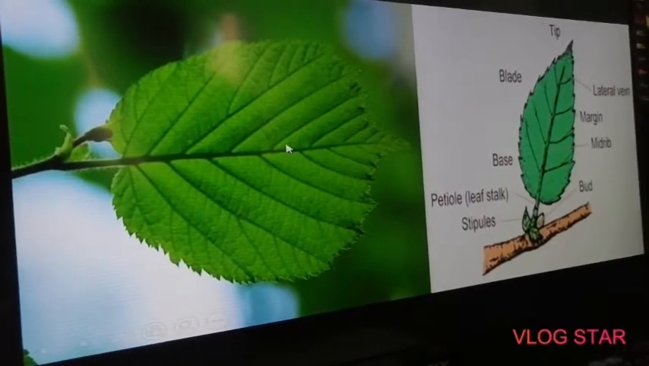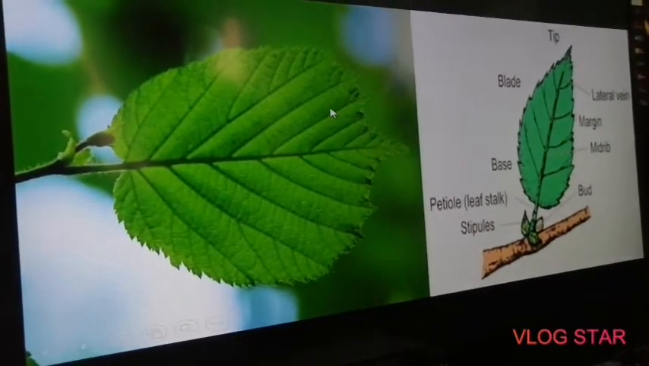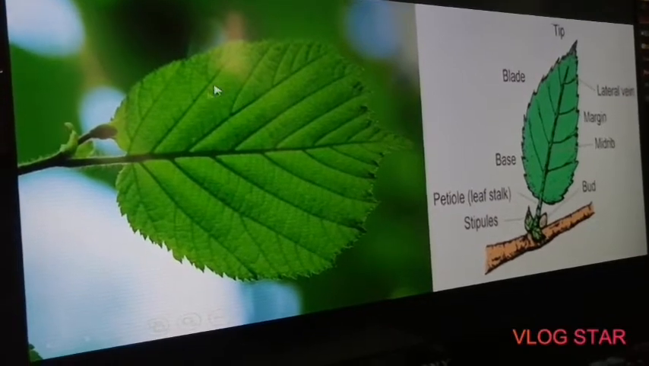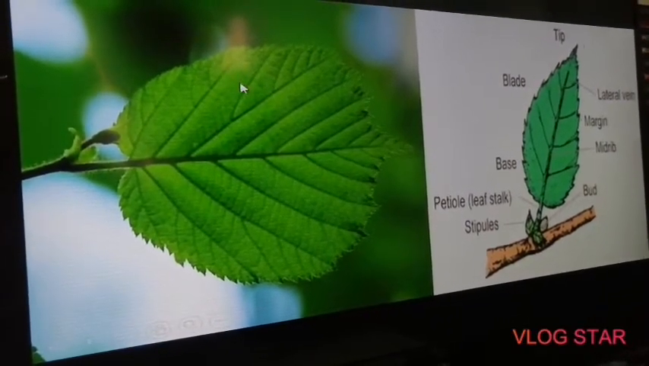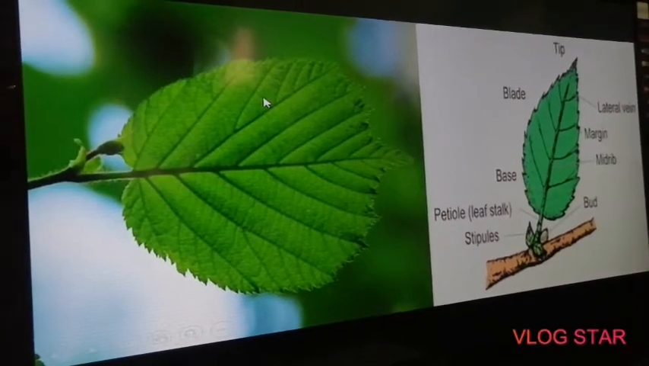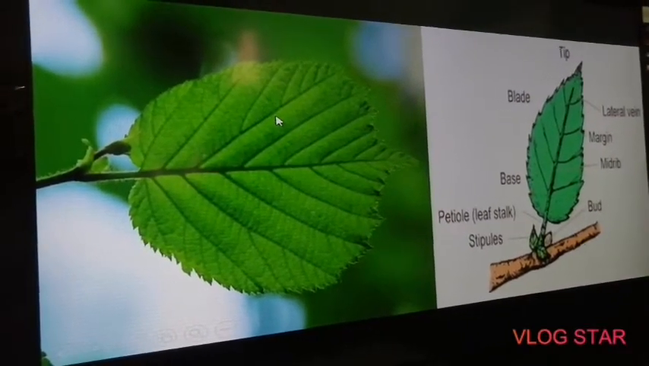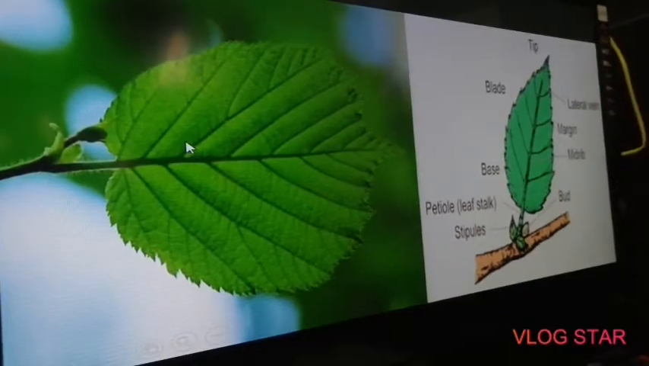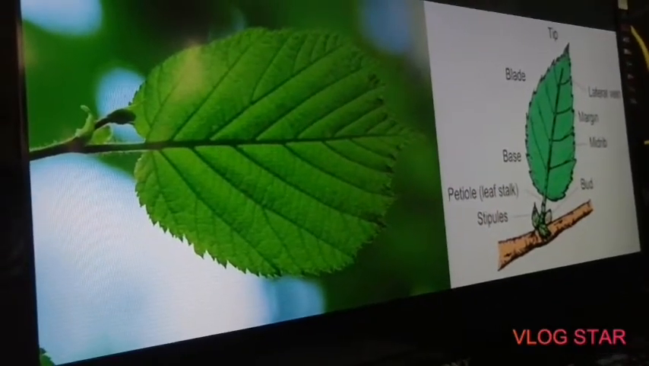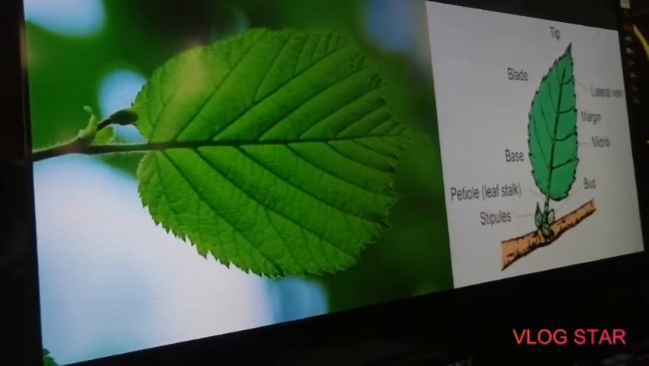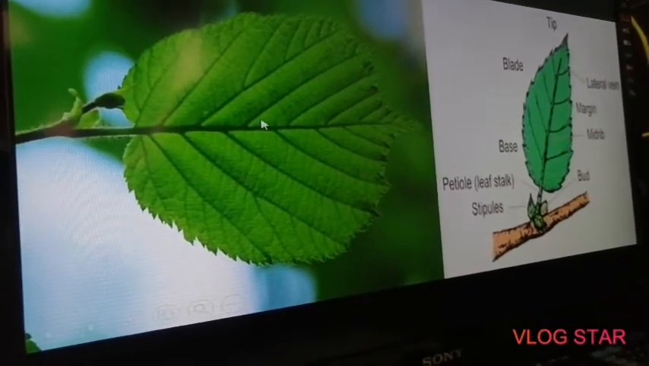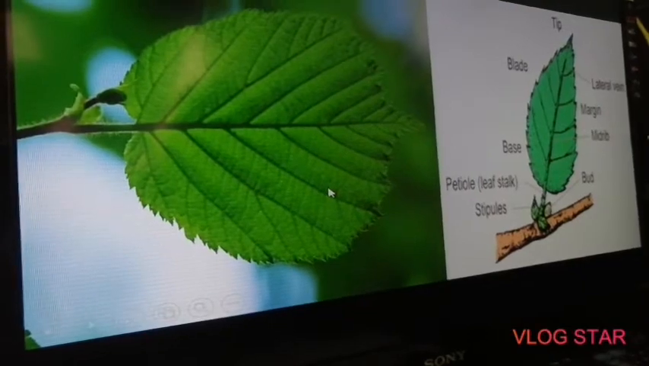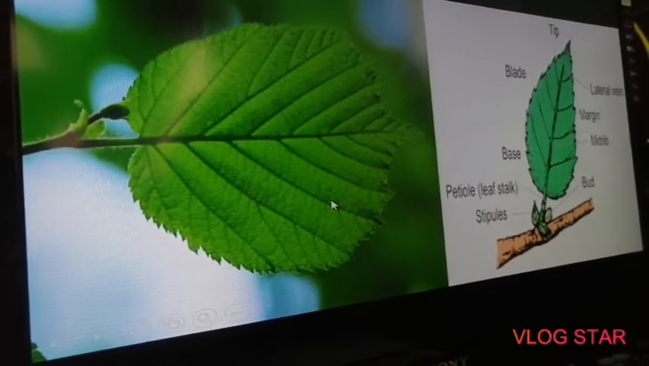Then we have these small lateral veins. These are lateral veins. Again we have some more small veins. So the nutrients and the water are given to the whole leaf. The leaf has a flat part. This whole flat part is known as the leaf blade. A leaf blade can be narrow or broad.